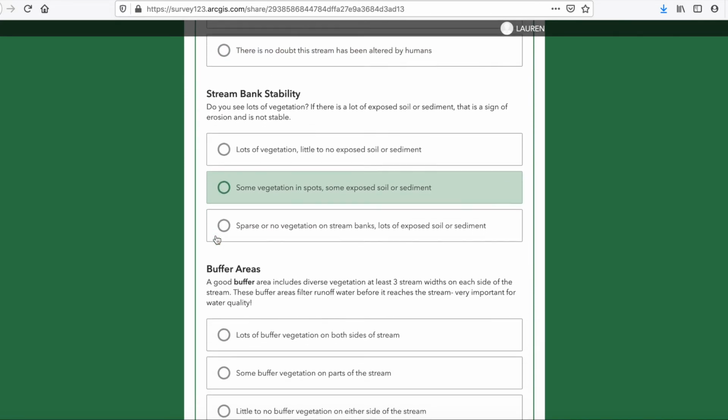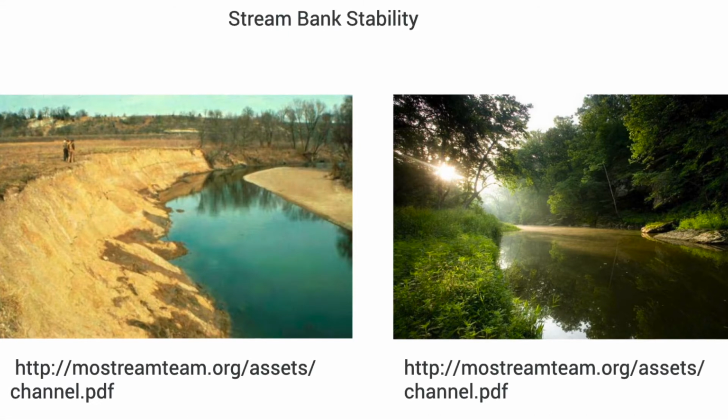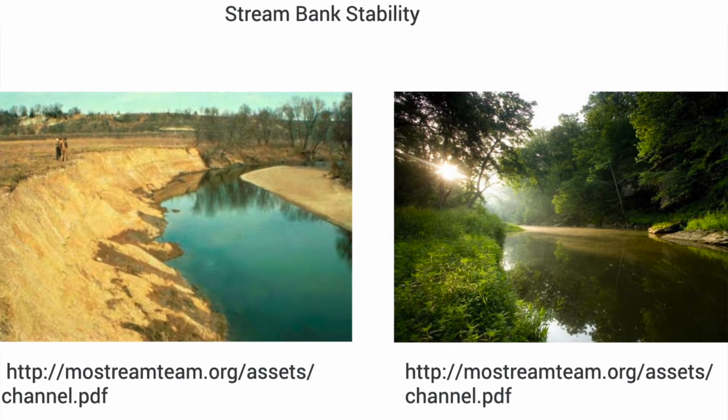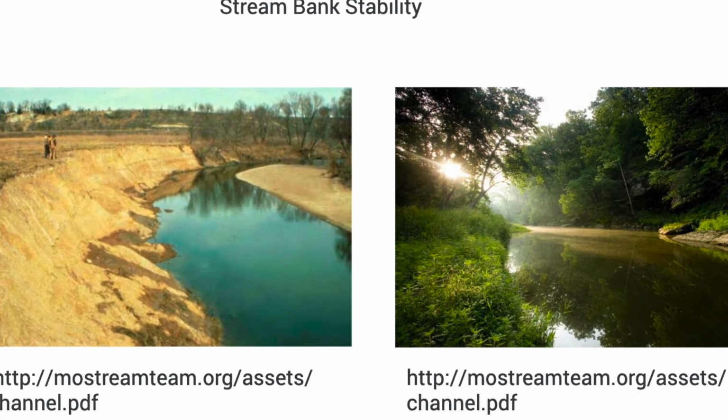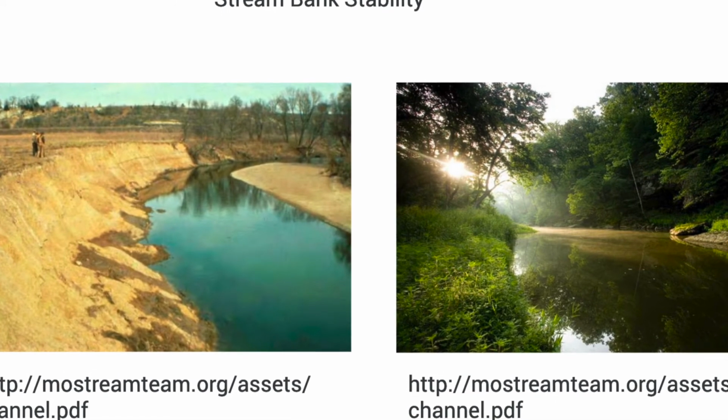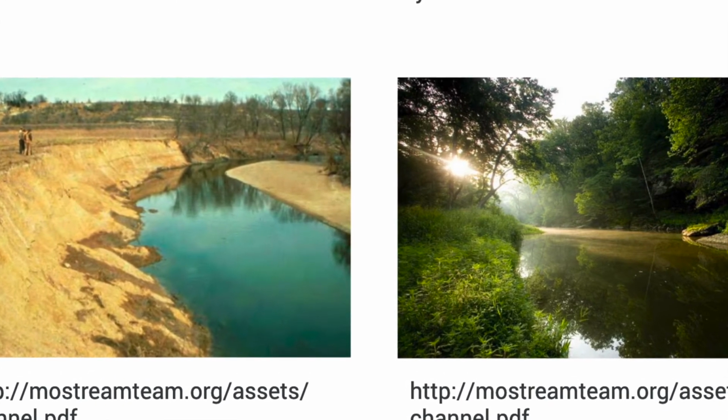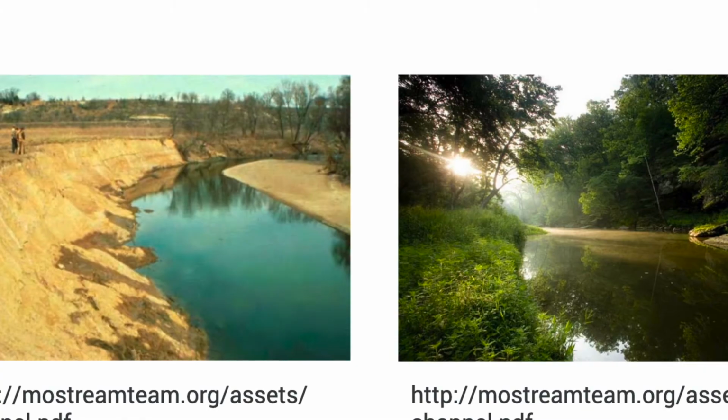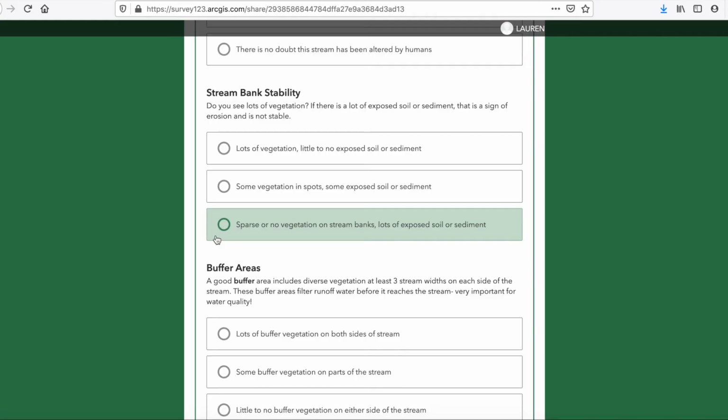The next portion of this survey talks about stream bank stability. That vegetation you see on either side of the stream is really important to hold that soil and sediment in place. Mark on your survey if you see a lot of vegetation that has strong root systems that might be holding that shoreline in place. But also mark if you see a lot of erosion or exposed sediment.